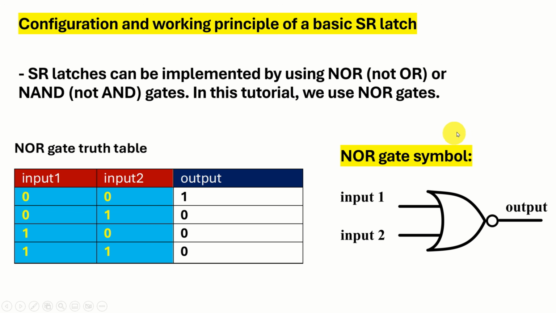Over here, you can see the NOR gate symbol, and over here, you can see the NOR gate truth table. Here is input 1, and here is input 2, and here is the output. The first column in the truth table is input 1, the second column is input 2, and the third column is output. We can see that the output of the NOR gate is 1 only when both input 1 and input 2 at the same time are equal to 0.